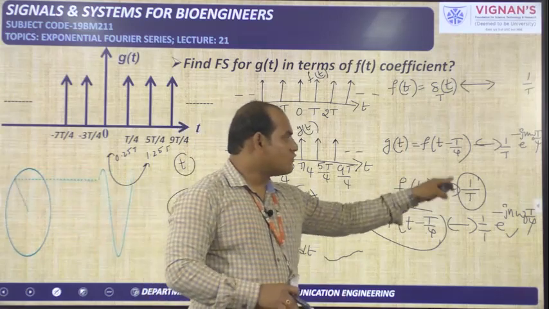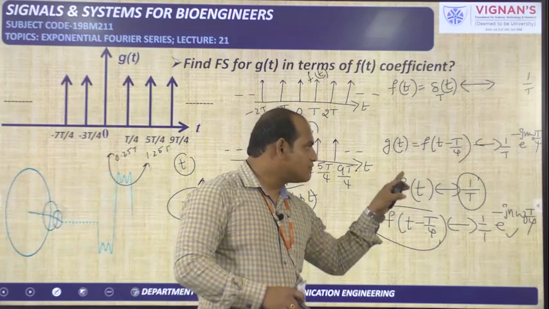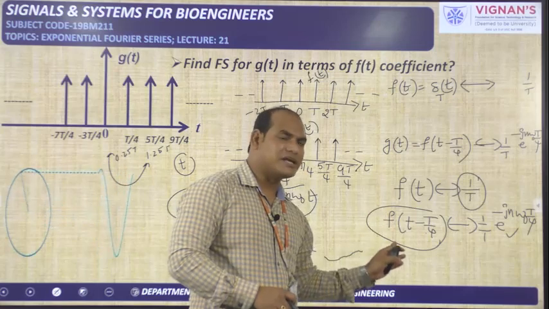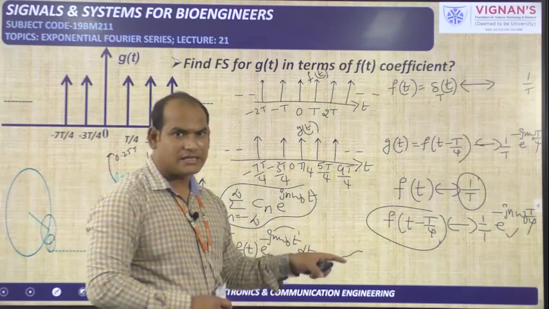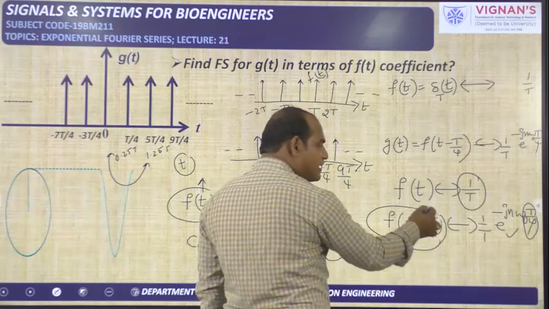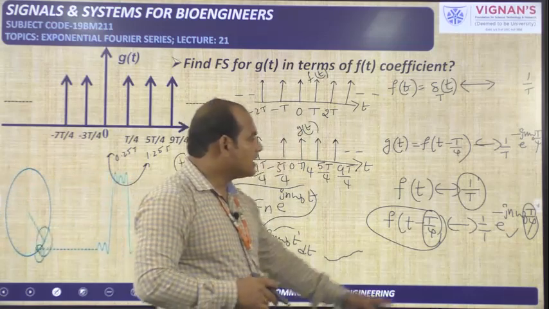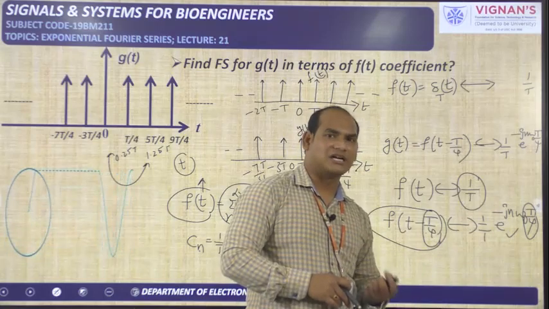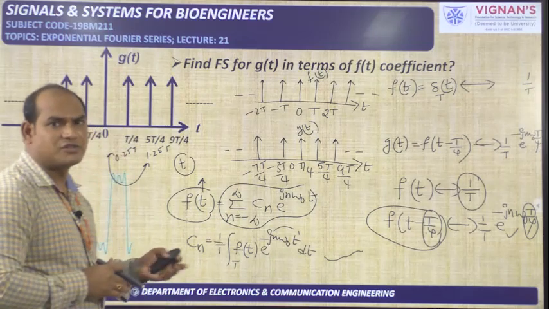So for f of t, particularly the impulse train signal, the Fourier series coefficient is 1 by T. For the same impulse train signal, if you perform the time shifting operation, the coefficient is 1 by T into e power minus jn omega naught into T by 4. Why did we get T by 4 here? Because we did the time shifting by capital T by 4 seconds. If you perform the time shifting by capital T by 2, here also you will get capital T by 2 only. Without starting the properties, with these two problems I have explained the time shifting operation now.